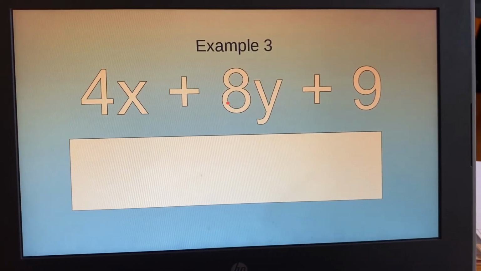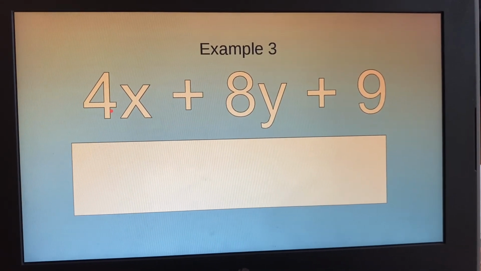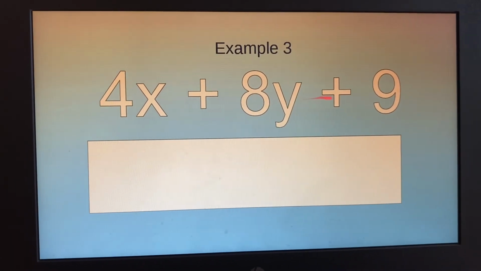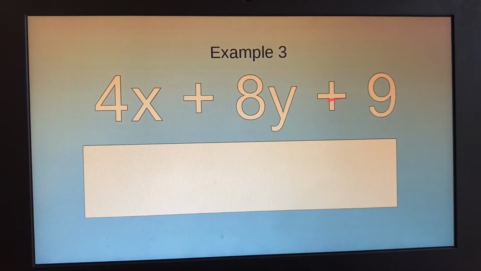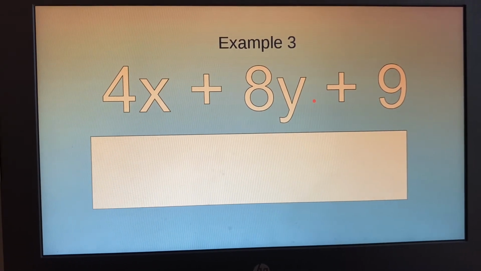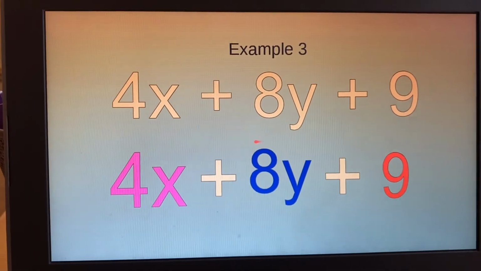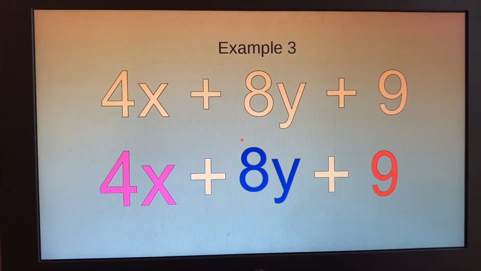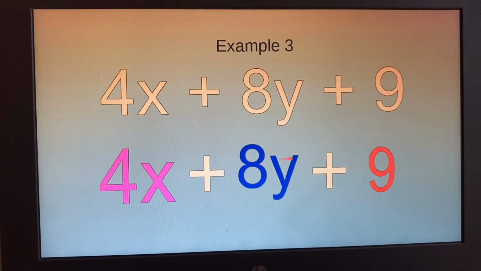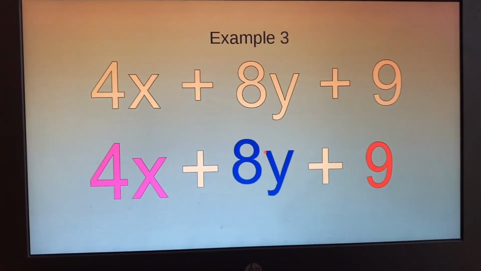Our final example is this expression, 4x plus 8y plus 9. 4 is a coefficient because it is attached to x, 8 is a coefficient because it is attached to y, and 9 is our constant. Our operations are 2 addition signs, here and here. We are going to go to the next step of this problem. Well, it looks like nothing has changed. That's correct, because there are no like terms in this expression. There are no other variables x and there are no other variables y. So it is already in the simplest form. 4x plus 8y plus 9 is the simplest form of this expression.